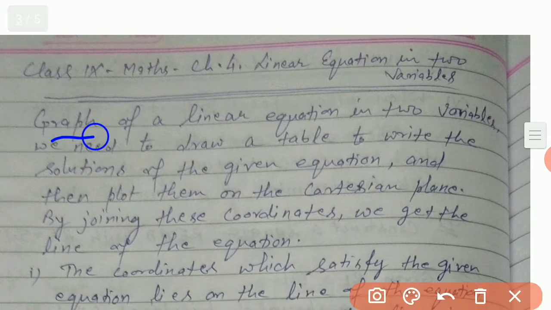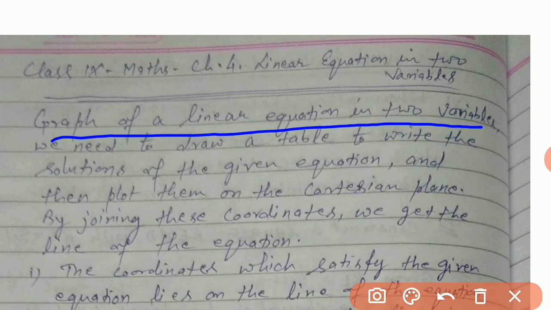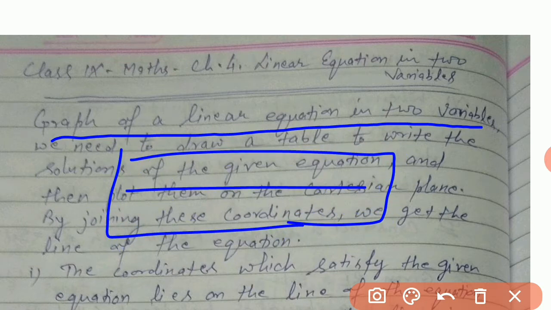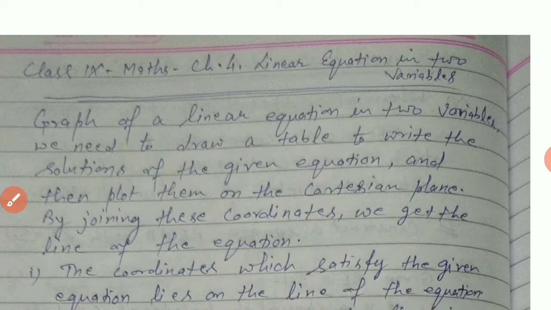Graph of a linear equation in two variables. For this, firstly we will draw the table and find the values of x and y, at least 3 pairs, and then plot them on the Cartesian plane.